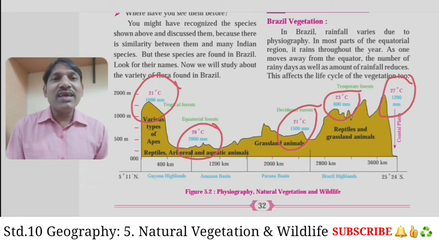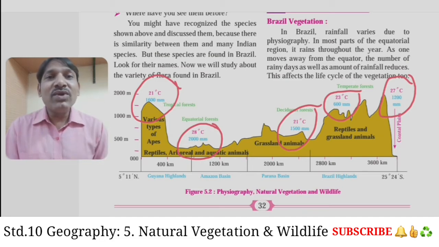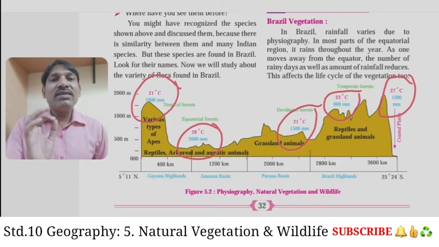Okay, so here we can see the variation in rainfall as well as variation in temperature. Okay students, we know that the equator is near the Amazon Basin, so here we see the highest temperature, that is 28 degrees centigrade.